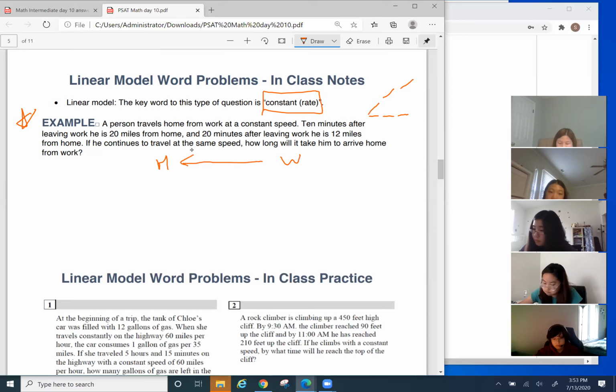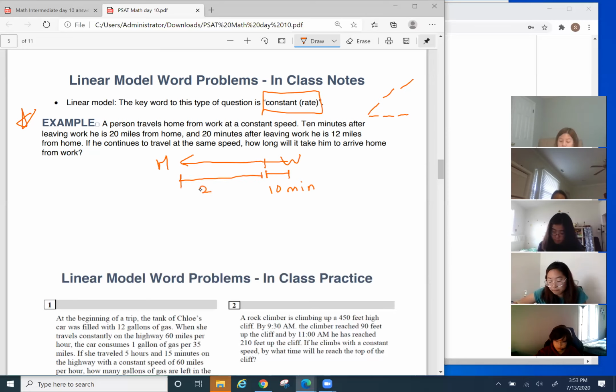Okay, let's read this more carefully. He's going from work to home at a constant speed. 10 minutes after leaving work, for 10 minutes, he has traveled this much, for example. He is 20 miles from home. So I'm going to write that distance is equal to 20 miles from home. So he still has to go 20 more miles, okay?